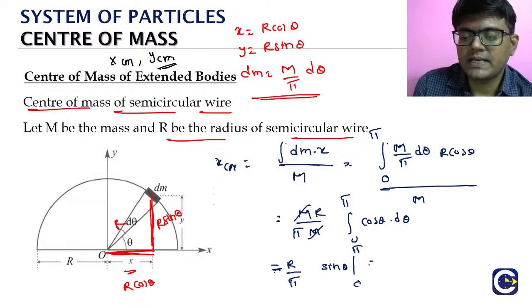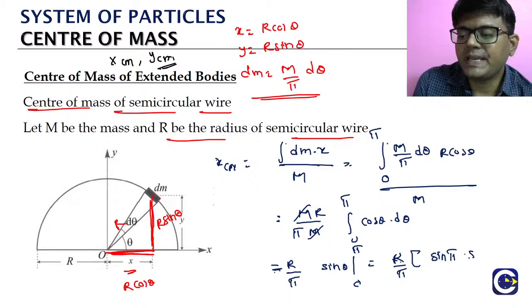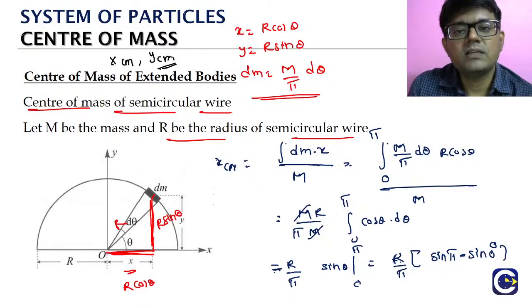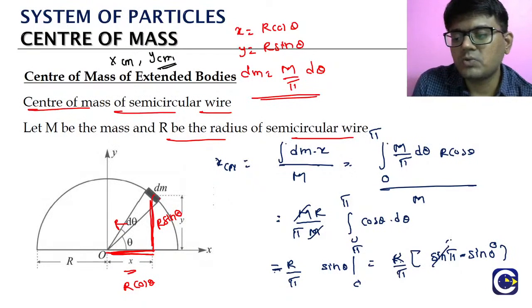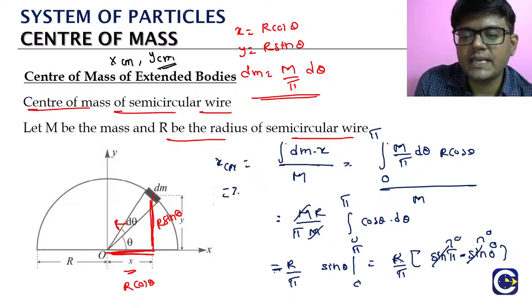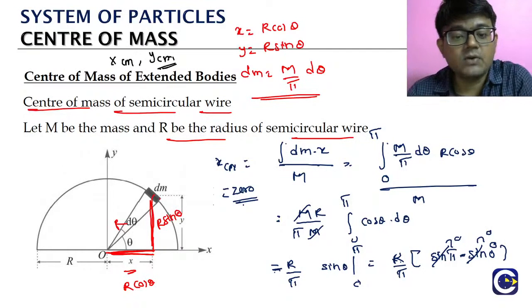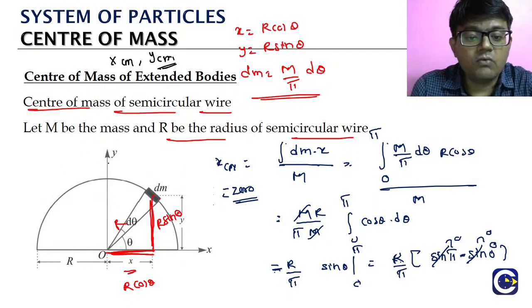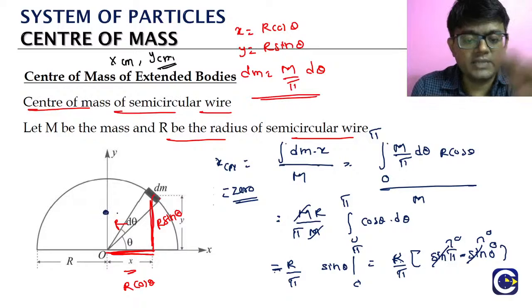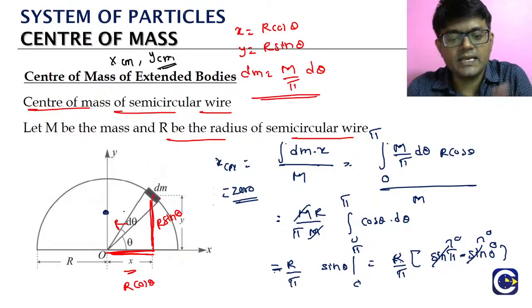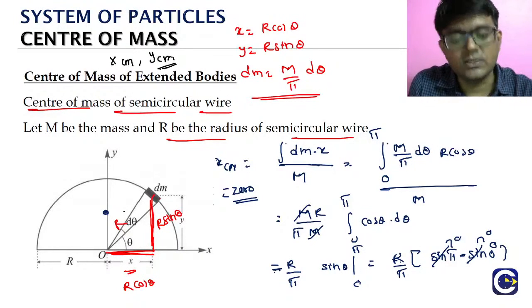Sin theta, limits are what? 0 to pi. பாருங்க, r by pi into sin pi minus sin 0. Sin pi எவ்வளோ? 0. Sin 0 0 தான். So both are 0, right? So அதனால என்ன, the x center of mass will be coming as what? 0. So which means center of mass எங்க வரும்? It will be coming on the y axis மேல வரும். இங்க ஒரு இடத்துல it will be coming on the y axis. ஓகேவா? ஏன்னா center of mass ஓட x coordinate என்னது? 0.